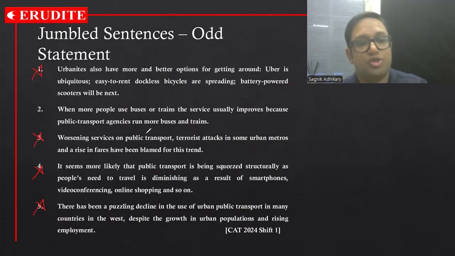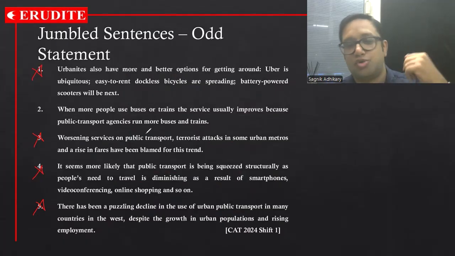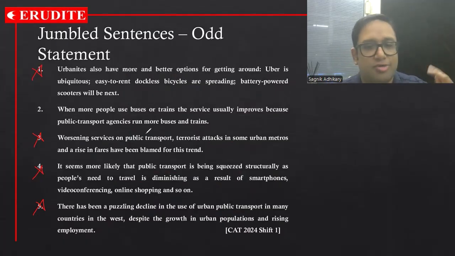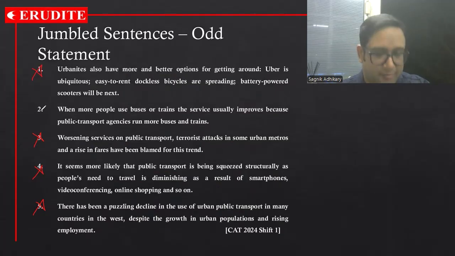It is 2, which talks about an increase in the use of public transport, an increase in the use of buses, trains, modes of public transport, and improvement in services, which is clearly against the idea given in the other statements. So the odd statement is 2.